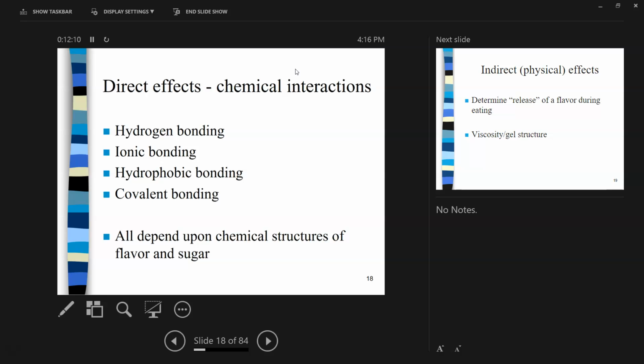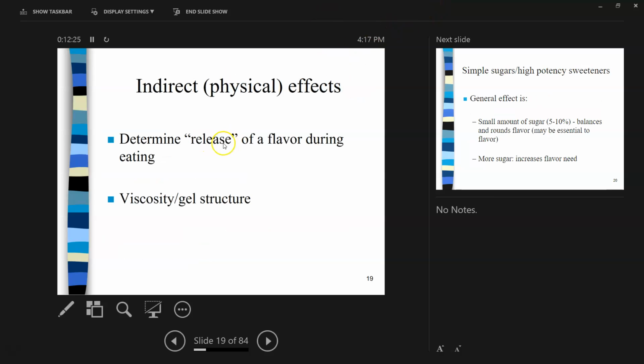Again, all of these interactions are dependent upon the structures of the sugar and the flavor molecules, so they can be very specific. Part of your flavor can be targeted, be reduced. Other parts may be unchanged by the carbohydrate present.